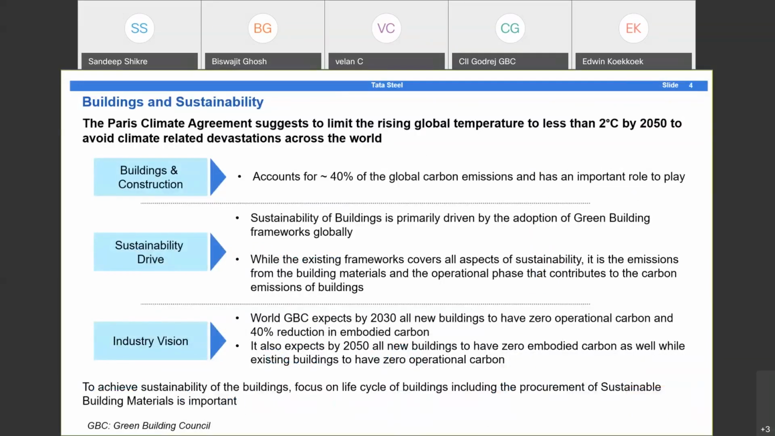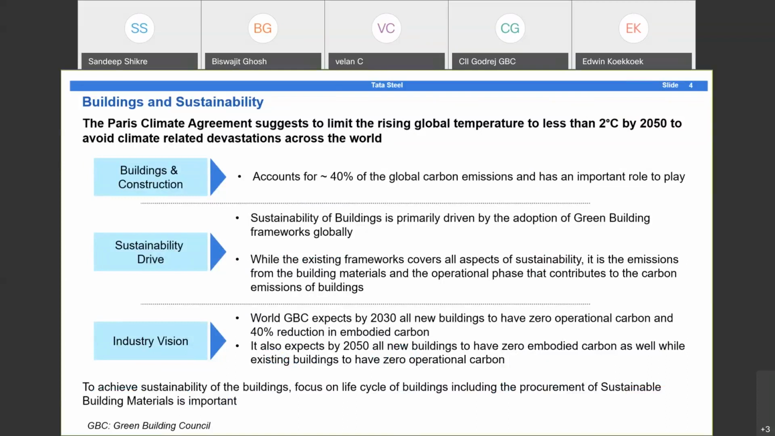The whole consciousness and the effort starts from the climate agreement, which aims to limit the rising global temperatures to less than 2 degrees by 2050. In this, building and construction play a very important role. They account for about 40% of the global carbon emissions and have a very important role to play.